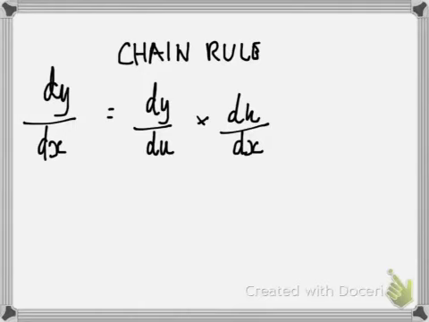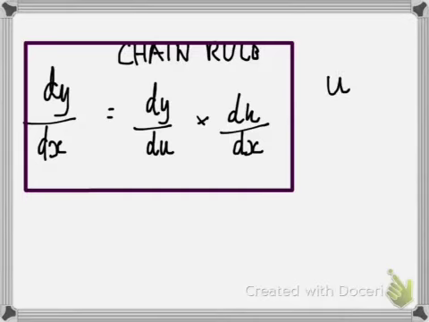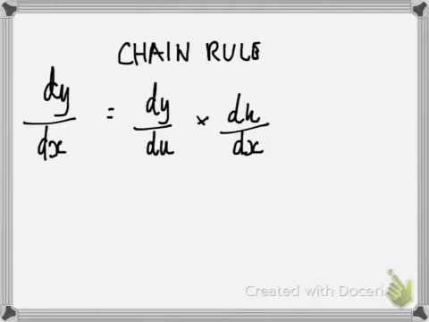That is the chain rule there: dy/dx equals dy/du times du/dx. Now what is u? That's the good question there, and I'll demonstrate what u is by doing an example on the next slide. Okay, so we'll need that rule as we go along: dy/dx equals dy/du times du/dx.